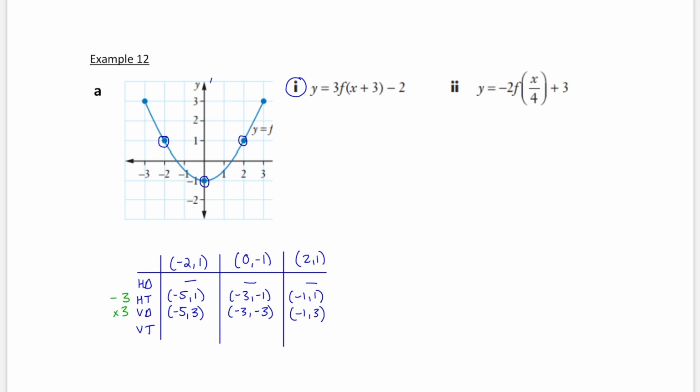Lastly, I do have a vertical translation. It is being shifted down by 2. So I take away 2 from the y coordinate. So here 3 take away 2. -3 take away another 2. And 3 take away 2.